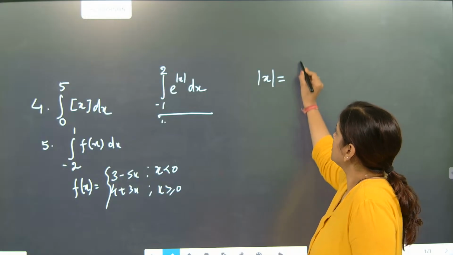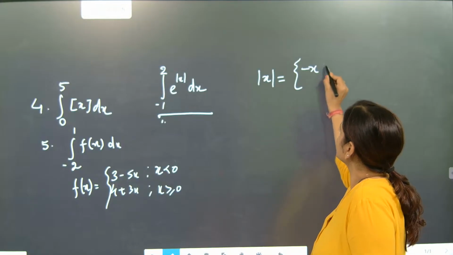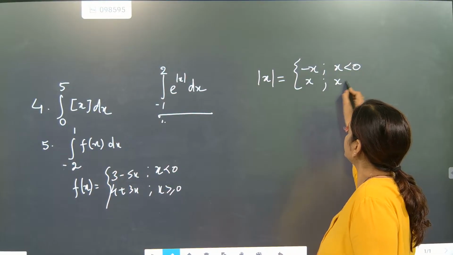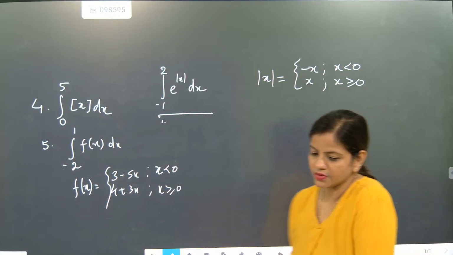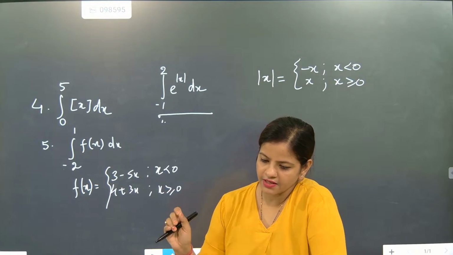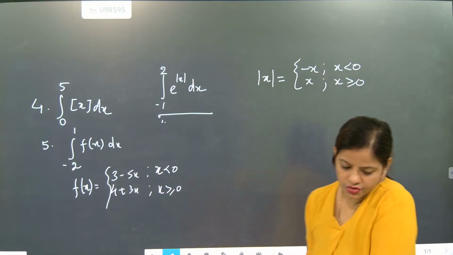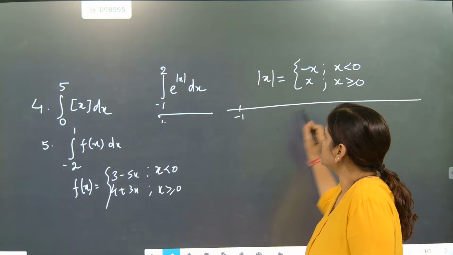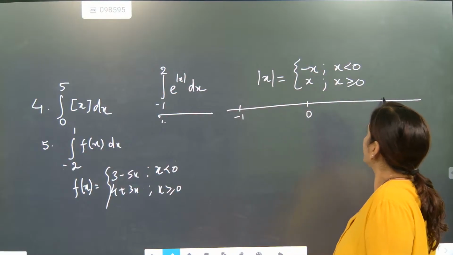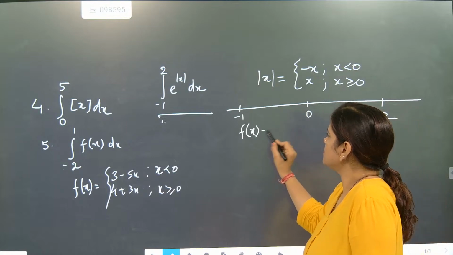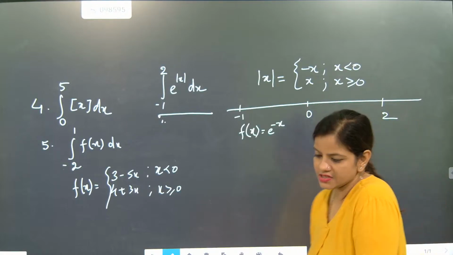Modulus of x will be minus x when x is less than 0, and x when x is greater than or equal to 0. This is the most important thing. So that means the entire set between -1 to 0 and 0 to 2. So here f of x is equal to e to the power minus x.